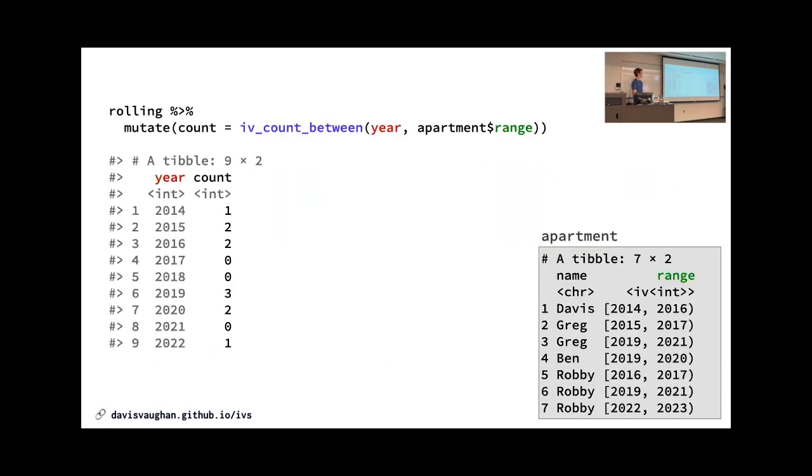You do this in IVs using iv_count_between. All of the IVs functions start with iv_ to make it easy to know that that's where they're coming from. I've created this year column separately, just on my own. It has the minimum year up to the maximum year that we've been discussing, 2014 to 2022. You put in that year column first, and then you put in the interval vector range second. And what this will do is work through each year and ask, how many times does 2014 fall in any of those ranges over there? It falls in it once, just mine from 2014 to 2016, so it gets a count of 1. 2015 falls in mine, and it falls into Greg's first range, so it gets a count of 2, and so on, so you get your rolling counts like before.